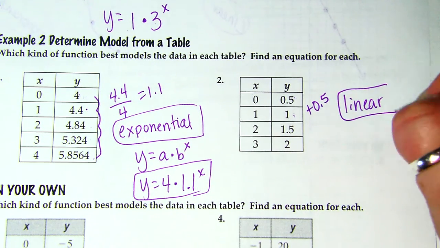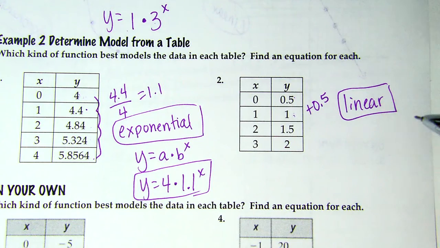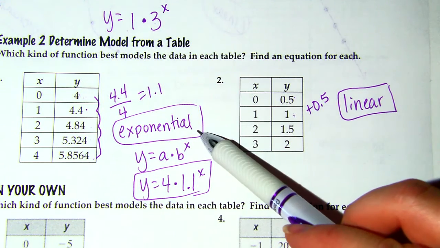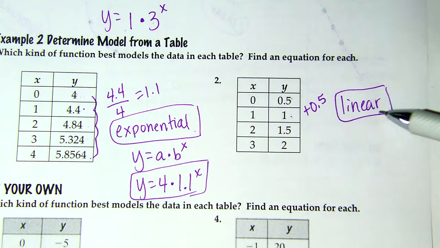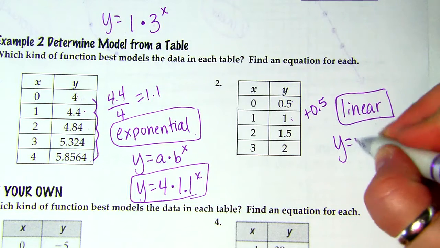So you may want to write those down if you haven't written anything about that. Exponential is multiply. Linear is adding. So then we're going to write the equation. Plug into this one because it's linear.